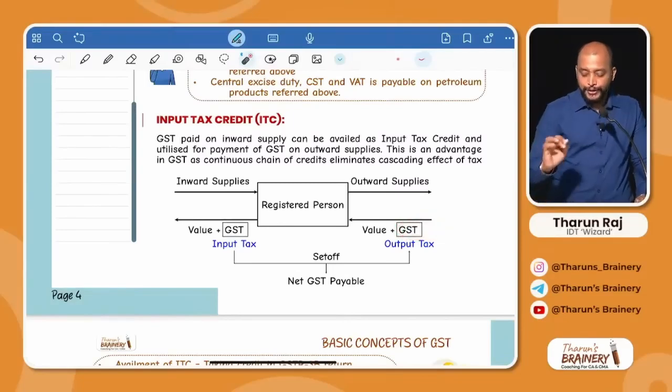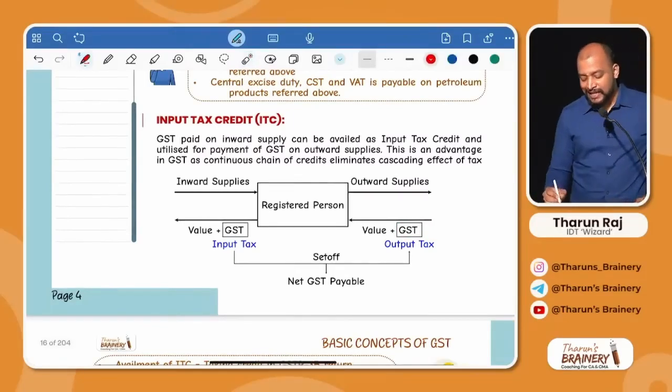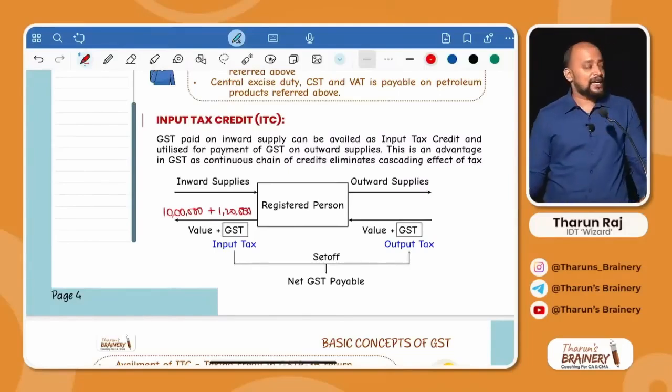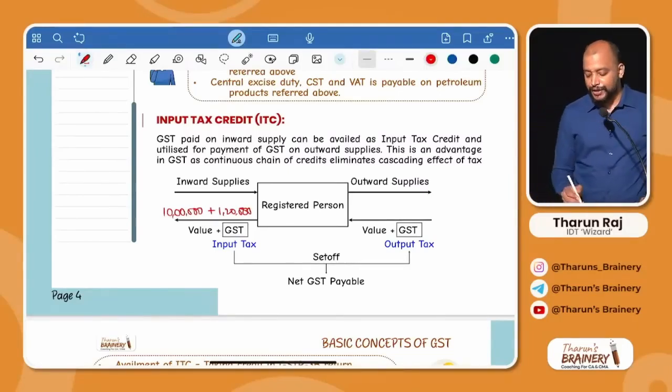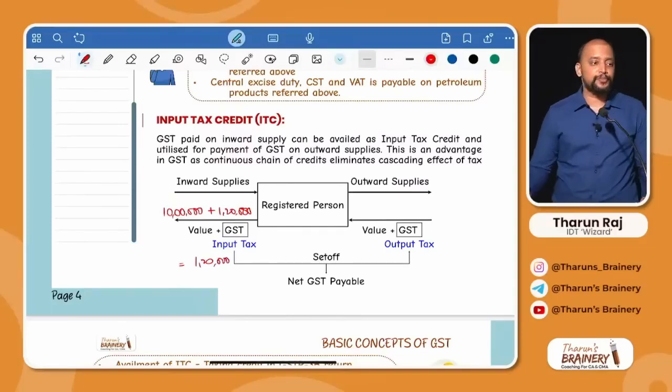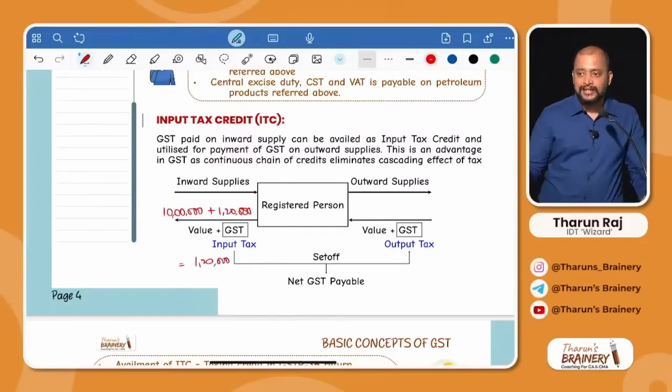Understood or not? So I am making some inward supplies and on which I need to pay GST. Please write down 10 lakhs plus 1,20,000. This 1,20,000 is known as what? Input tax. That is GST paid on purchase. Input tax or input tax credit, both are same. Okay. What we will do with this credit?